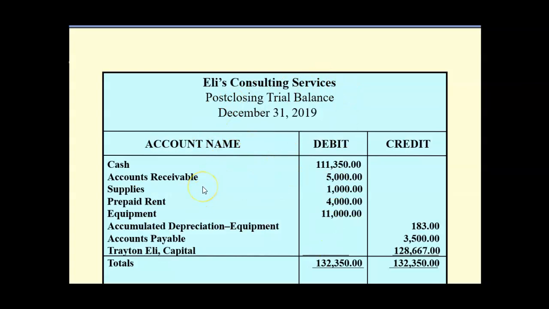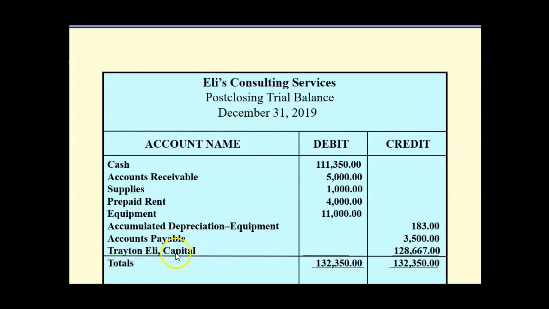Here we have a sample of a post-closing trial balance for Eli's Consulting Services. Notice the type of accounts. You have your asset accounts, you have your liability accounts, and you have your capital account. These accounts are all permanent. Any account that is temporary now has a zero balance and is not listed on the post-closing trial balance.